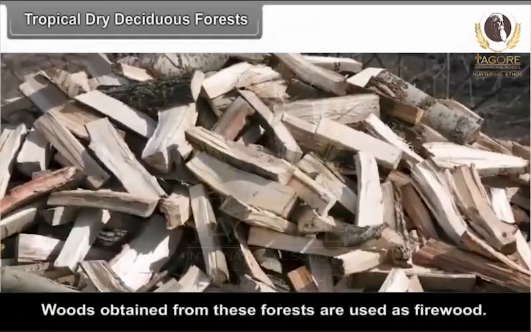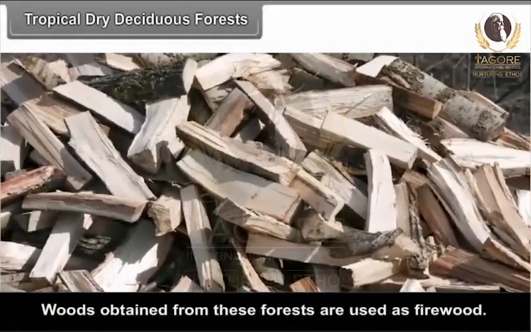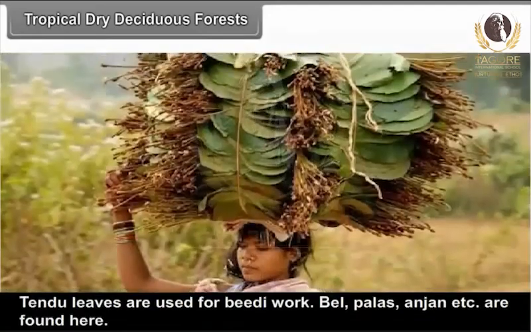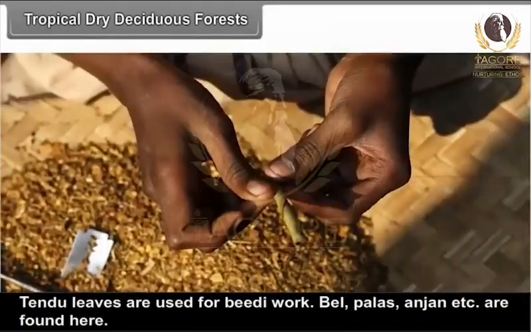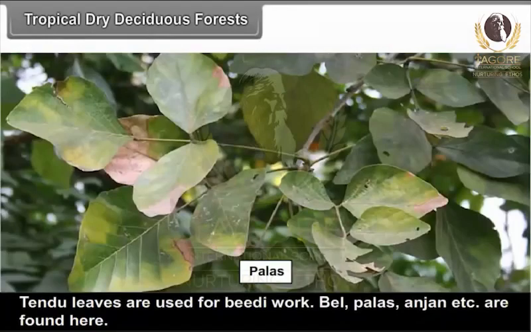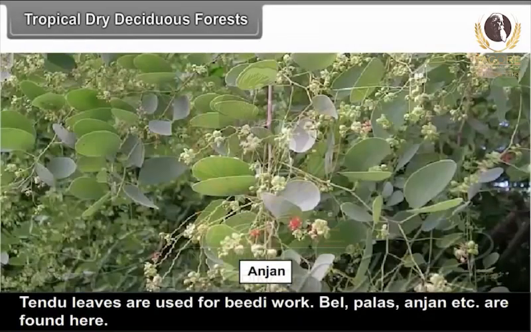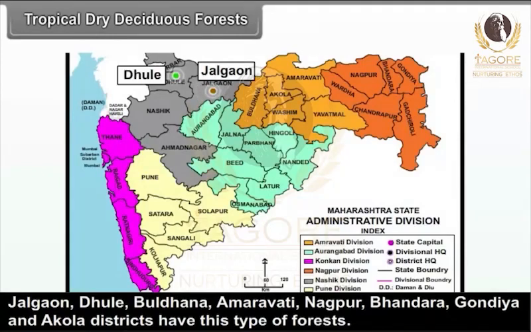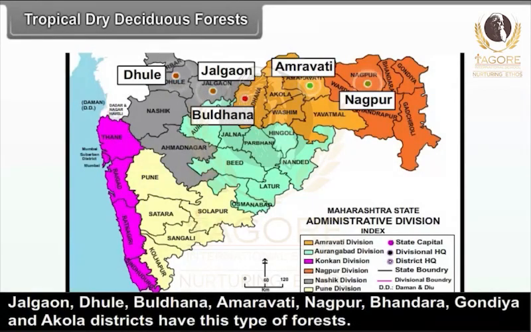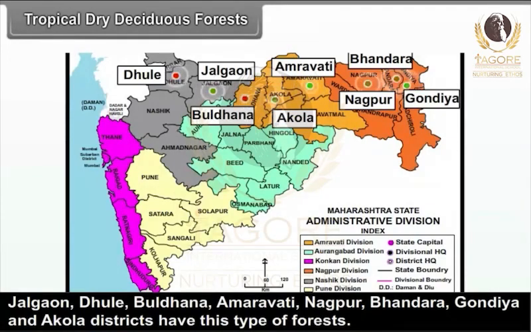Woods obtained from these forests are used as firewood. Tendu leaves are used for bead work. Bel, palas, anjan, etc. are found here. Jalgaon, Dhule, Buldhana, Amravati, Nagpur, Bhandara, Gondia and Akola districts have this type of forests.